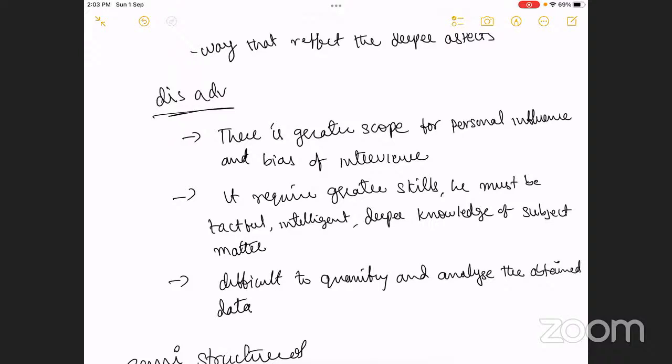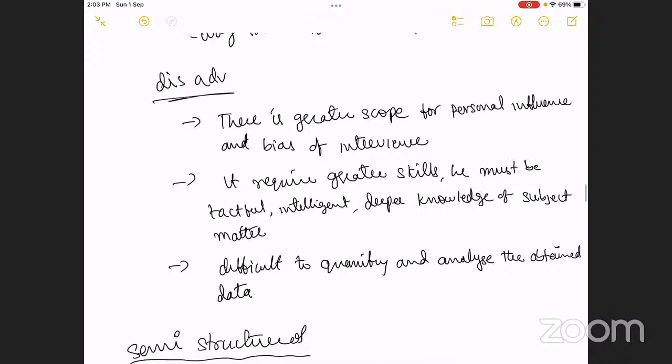It also requires skills. There is personal bias: sometimes there is a chance to ask a question, but because I have a bias, I won't ask it, and so we can manipulate our data. Okay, these are the disadvantages.